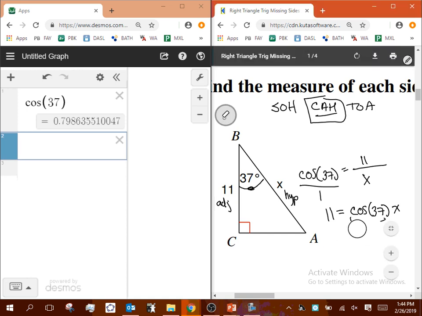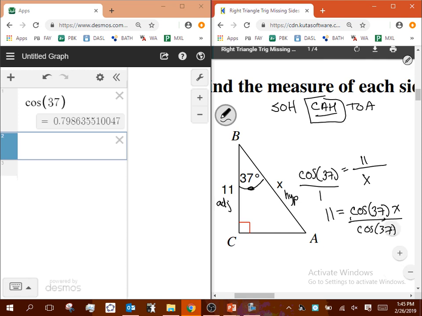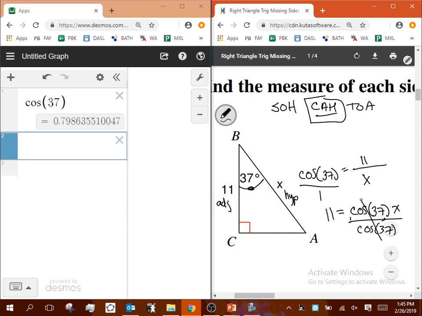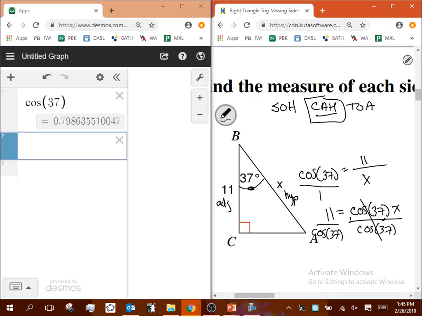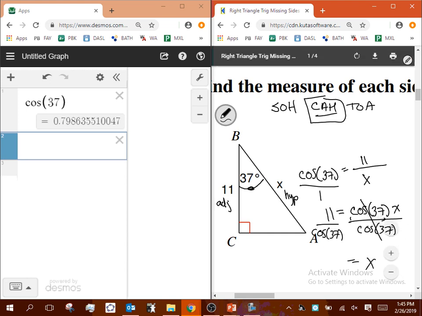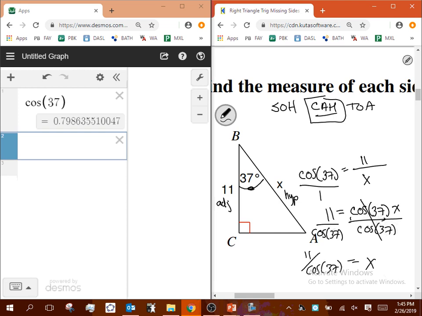Well, what I'm trying to get at here and explain is that number right there is just a coefficient, okay? And when I try to isolate x, I try to get that coefficient to be 1, don't I? So let's come over here, divide by cosine 37. So now I have x equals 11 divided by cosine 37. And we type that into our calculator and we get our distance.